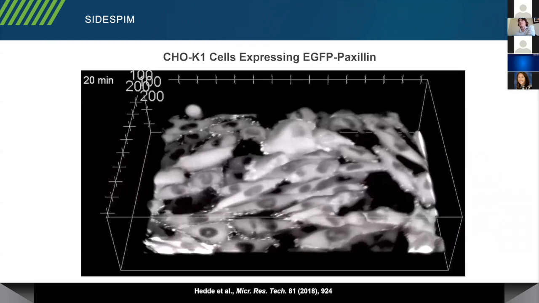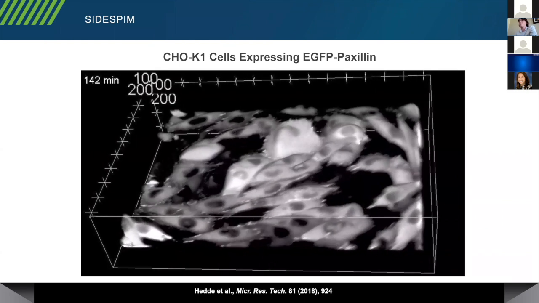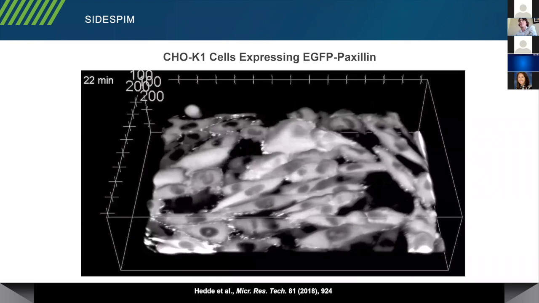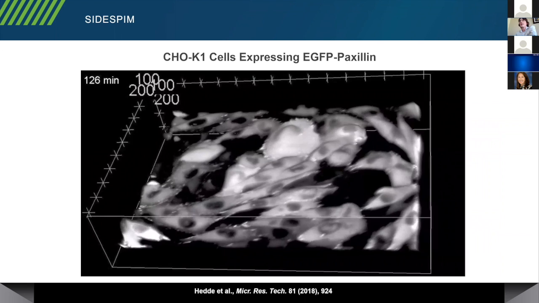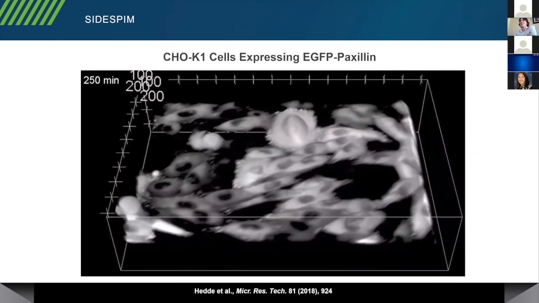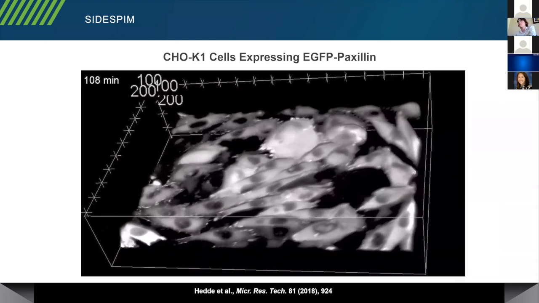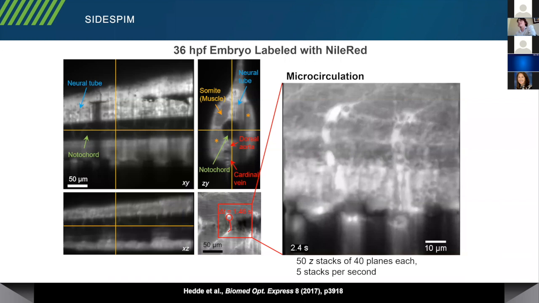Here's a 3D movie of cells expressing EGFP-paxillin. Paxillin is a focal adhesion protein that occurs predominantly in those adhesion complexes that the cell uses to grab onto other structures, in this case, the surface of the cover glass. And here we have an example of a zebrafish embryo where we looked at the microcirculation of red blood cells. The imaging speed here was 5 stacks per second. So with the light sheet microscope, you can image 3D volumes at almost video rate, which is very nice.